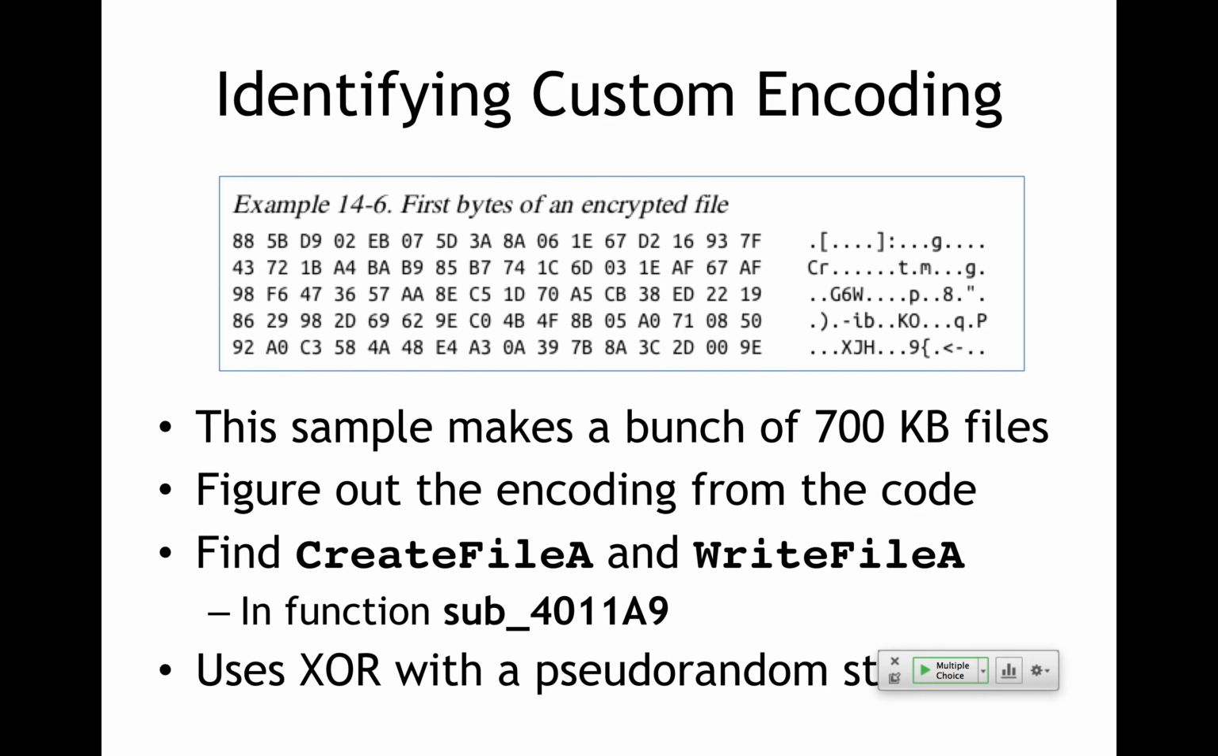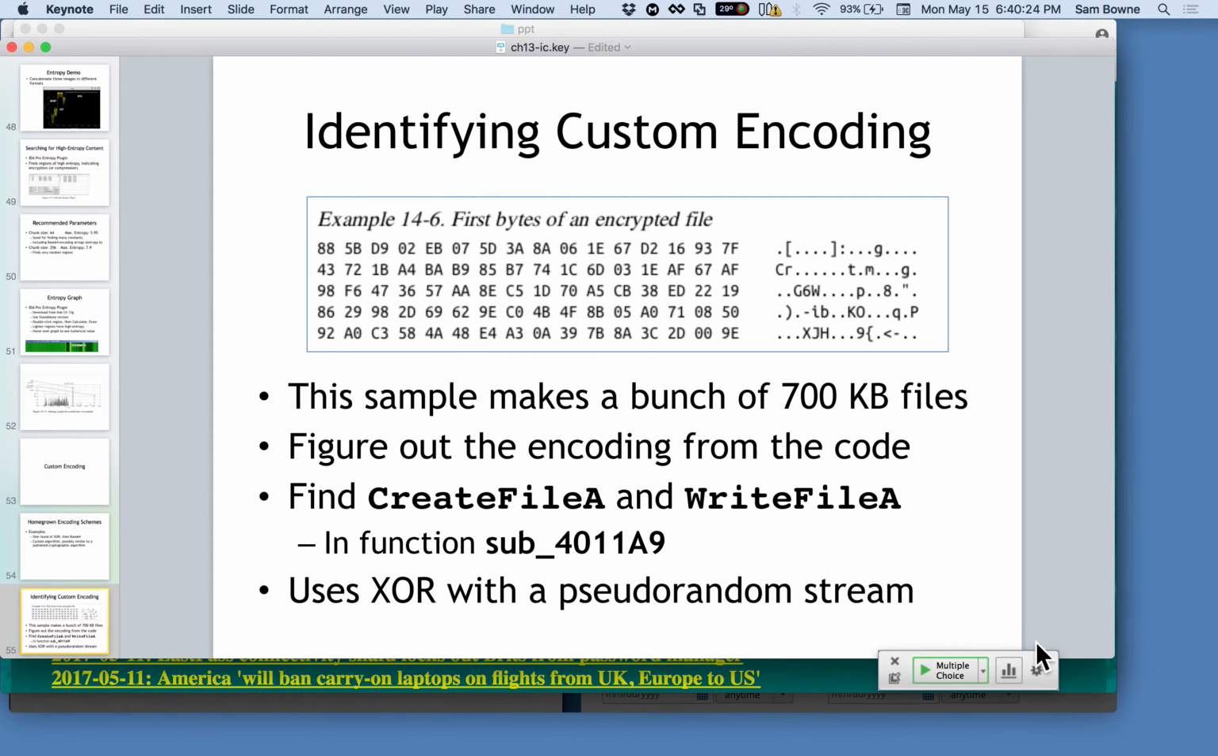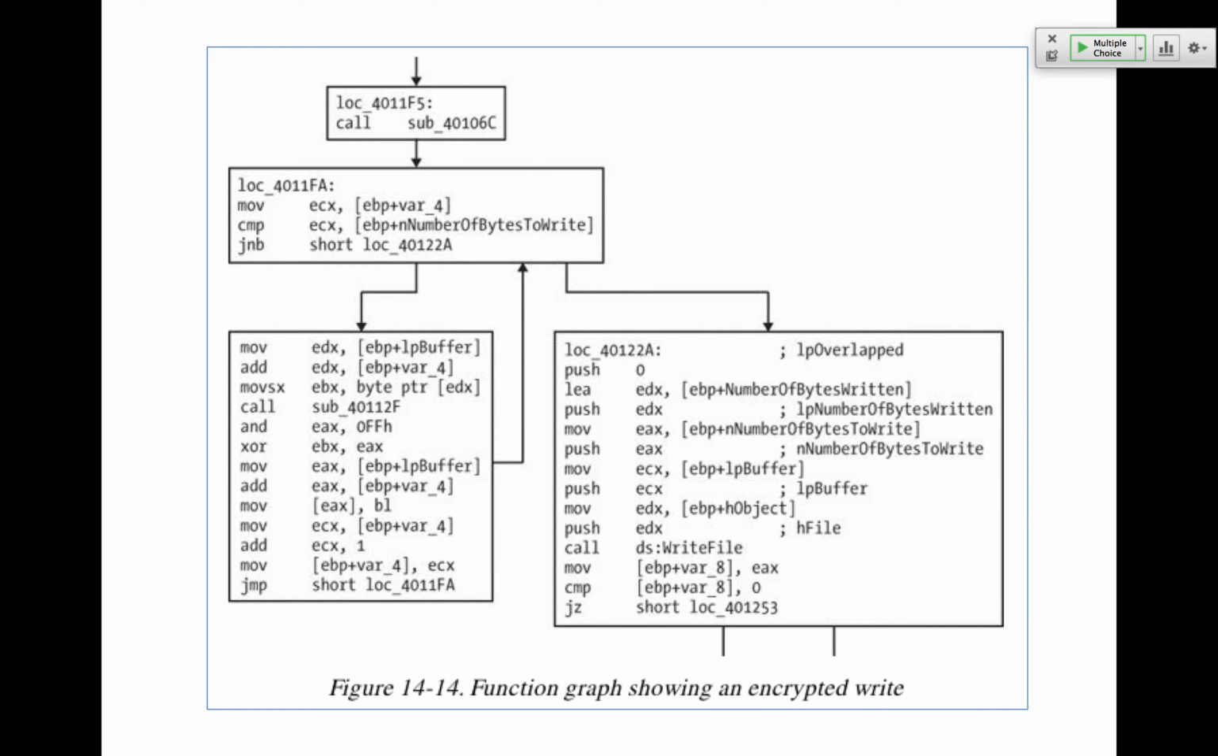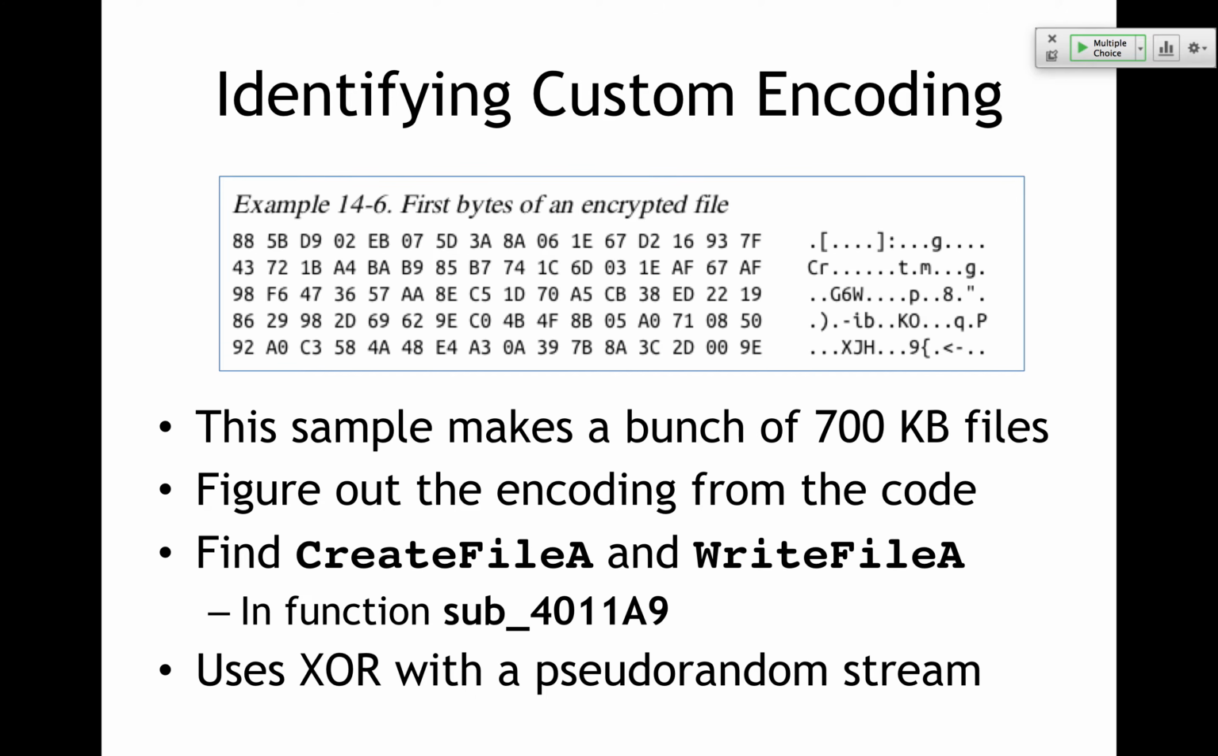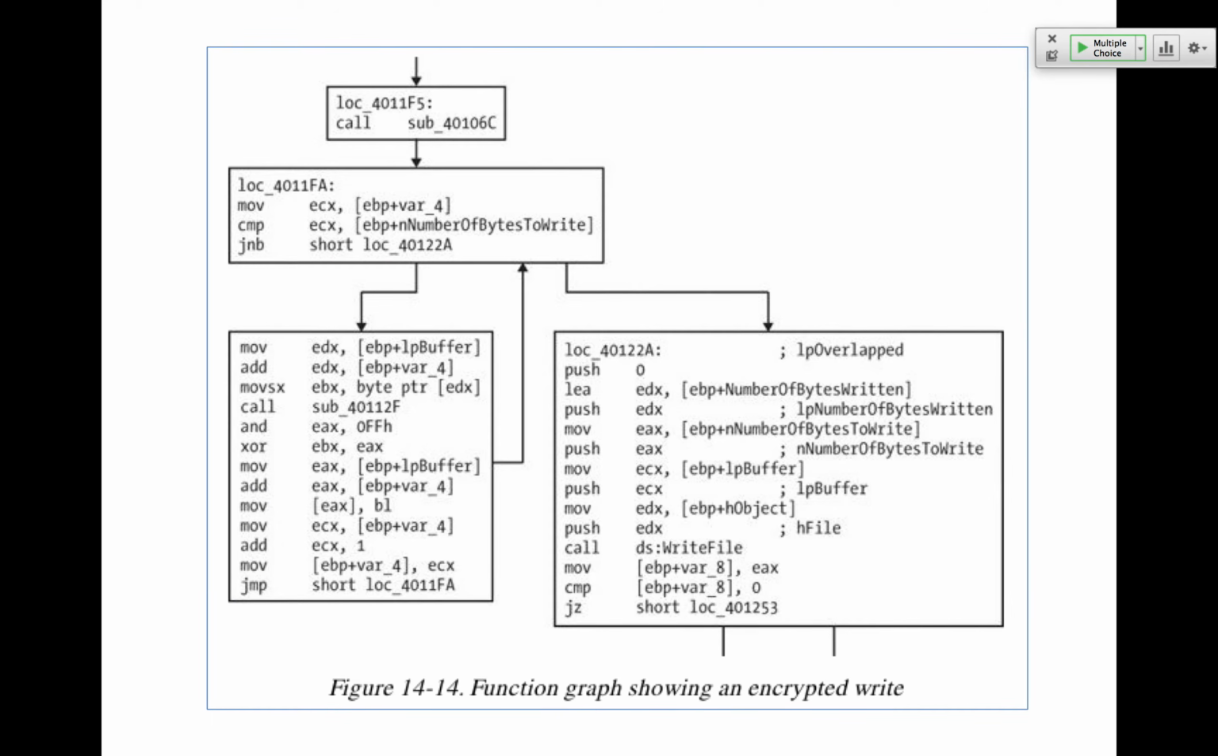So here's one. This malware, you read the code to figure out what it's done. Here's these bytes of encrypted file, and there's nothing there to give you much of a clue. So if you look here, it calls create file, and then write file. And here it uses XOR with a pseudo-random stream.